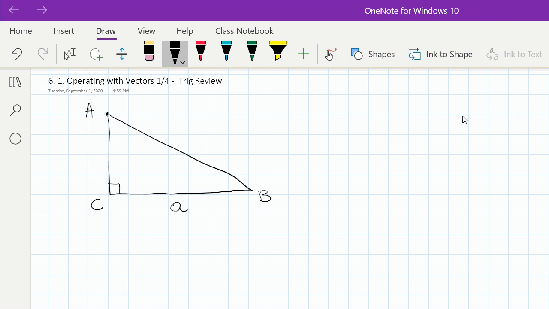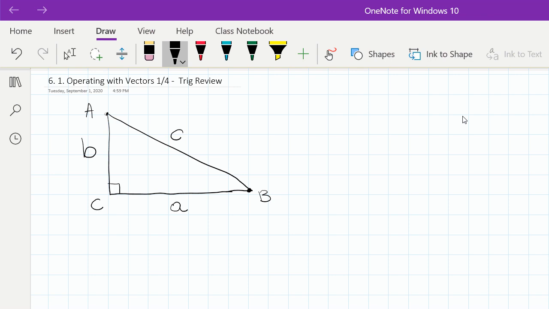And if we are looking at vertex B, the opposite side of it is AC, so we will label it with a lowercase b. And the last one is angle C, which is the vertex that has the right angle, and we will label it with a lowercase c.